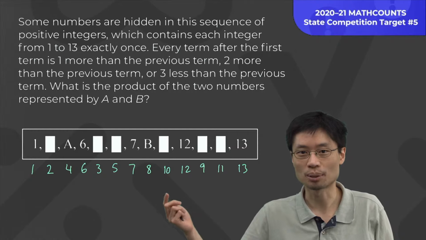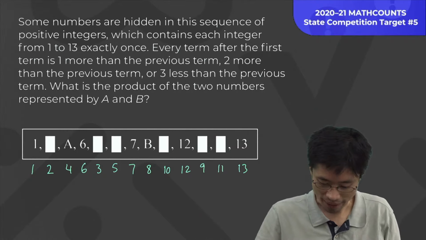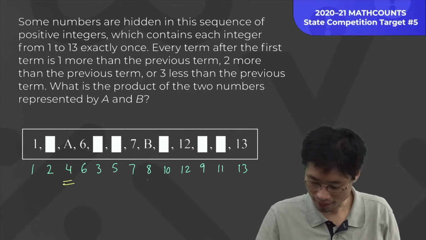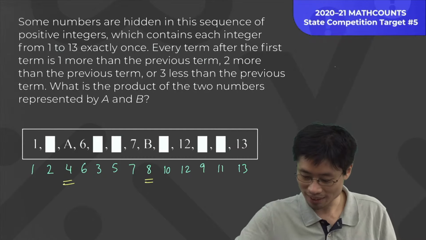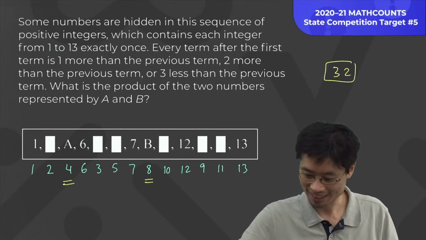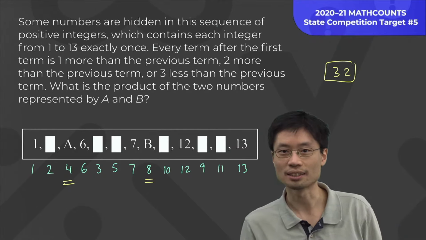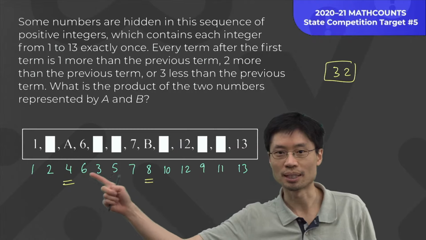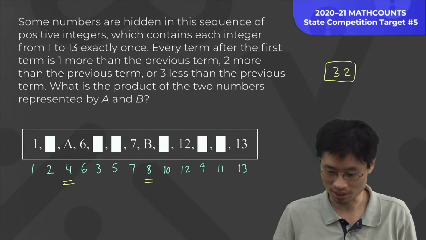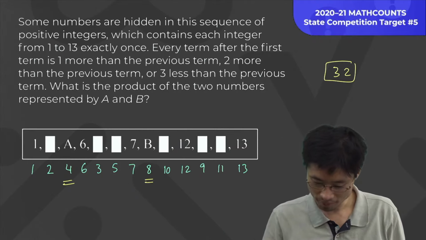And we want to know the product of the numbers represented by A and B. 4 times 8 is 32. I don't need a calculator for that. Hooray. Okay, so I'm going to put this 32 here, right? Is that what I wanted? The product of the numbers represented by the A and the B. 4 times 8 is 32. Okay.